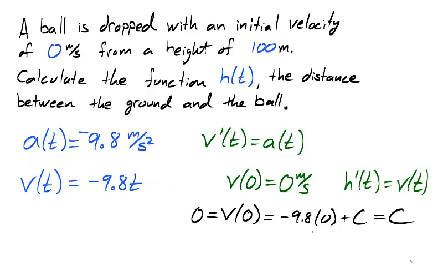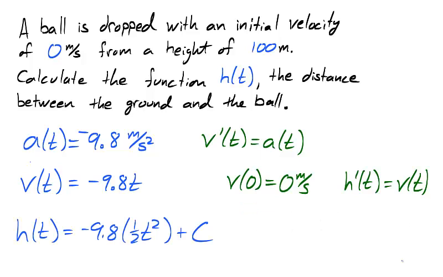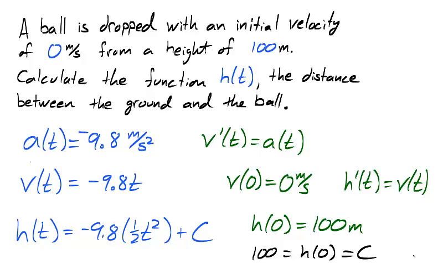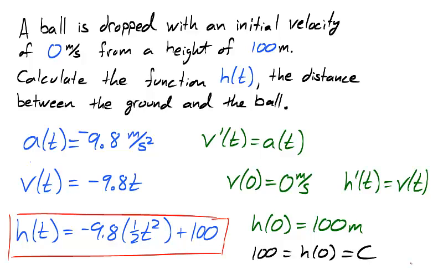The derivative of height is velocity, so the antiderivative of velocity is height. We calculate the general antiderivative of the velocity using the power rule in reverse. And in the problem, we're told that the initial height of the ball at t equals 0 is 100 meters, which tells us that c is 100, and we've calculated the height of the ball.